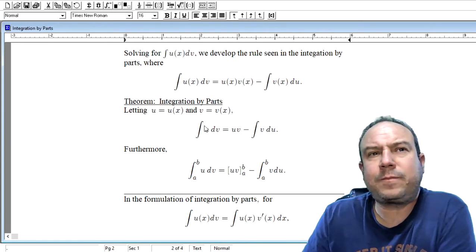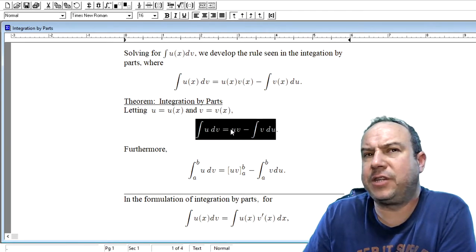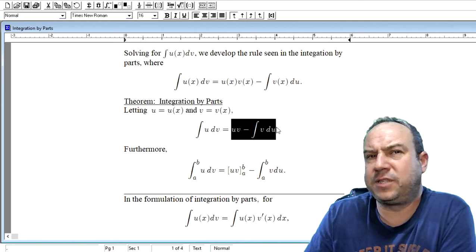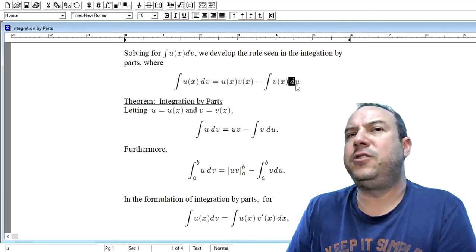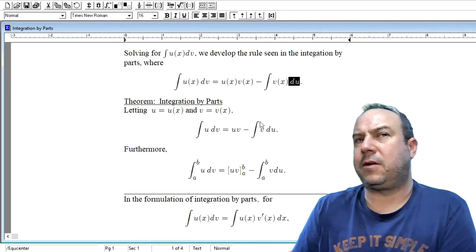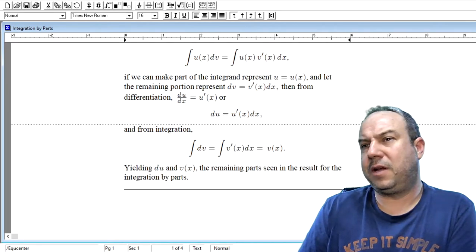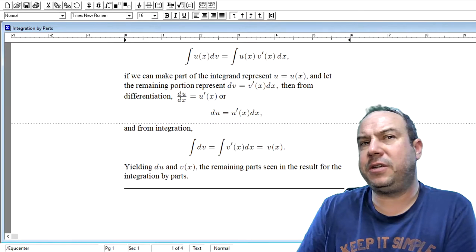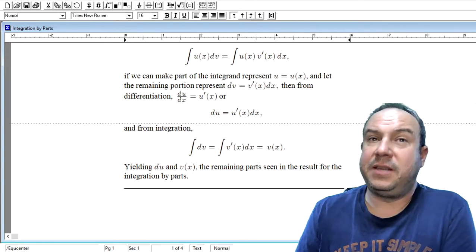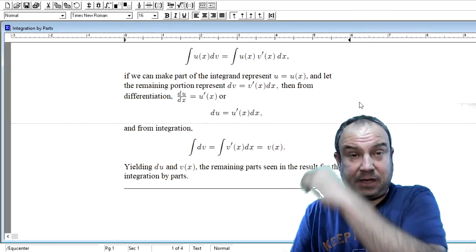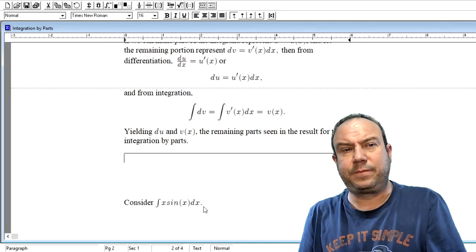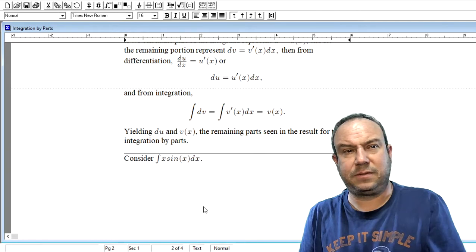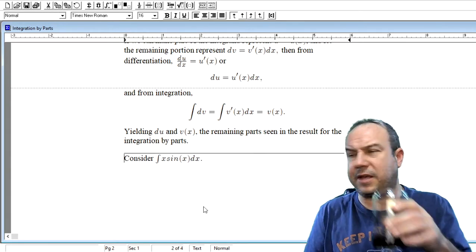Used back here in our integration by parts result, the result seen here on the right-hand side, you are going to need v of x, and you are going to need the quantity du in that calculation. Du will come from differentiation. V of x will come from some integration. Now let's look at an example, to help us understand this.